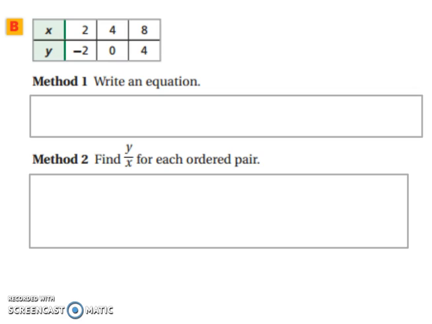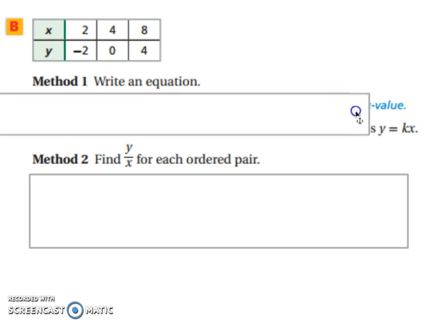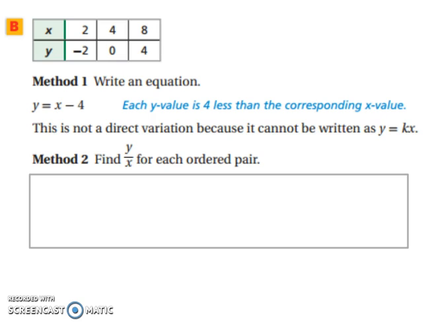Alright, so now let's look at trying to write an equation. So it's not as simple here. We have our x, and then if we subtract 4 from that, because 0 is 4 less than 4, 4 is 4 less than 8, negative 2 is 4 less than 2. So that means we would have y equals x minus 4. Okay, well you can't write that in the form y equals k times x. So using method 1, you see that it's not a direct variation.